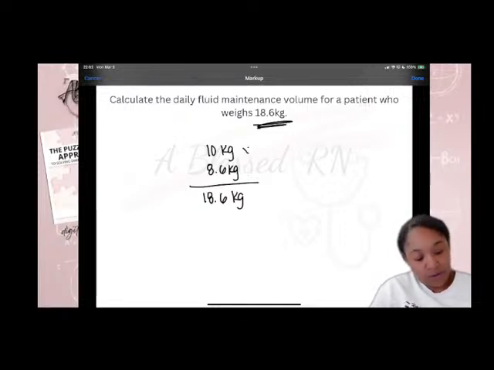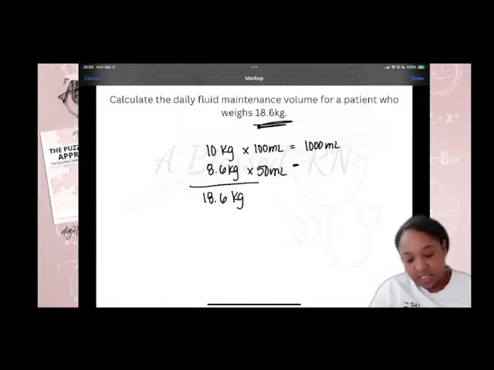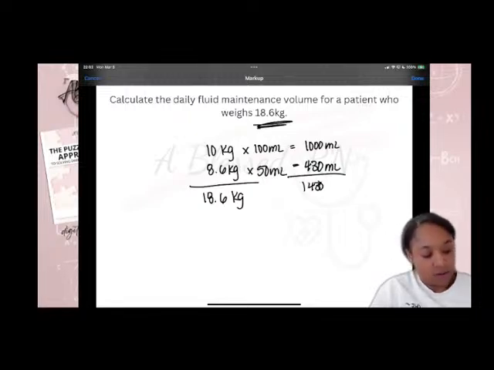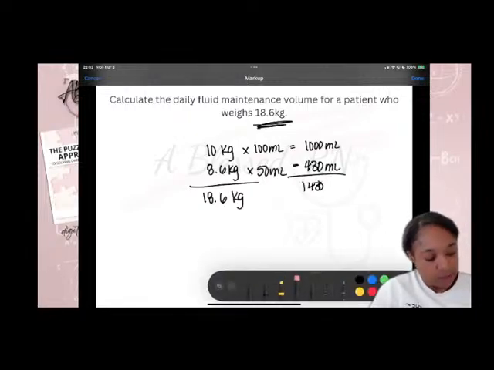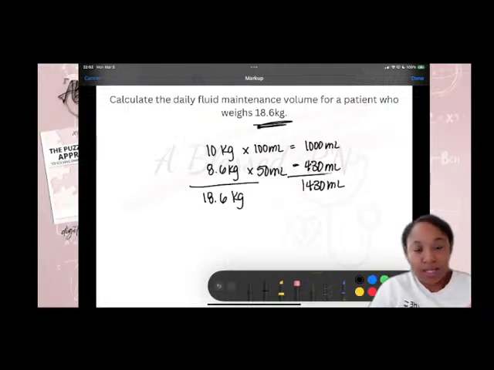So remember, the first one was times 100. The second formula was times 50. And then the third one was times 20. We're not above 20 kilograms, so we don't need that third part of the formula, right? So this first one is always going to be 1,000. And then we'll do 8.6 times 50, which is 430. And now you got the answer: 1430. So now you got the answer without doing all that subtracting and memorizing the formula.